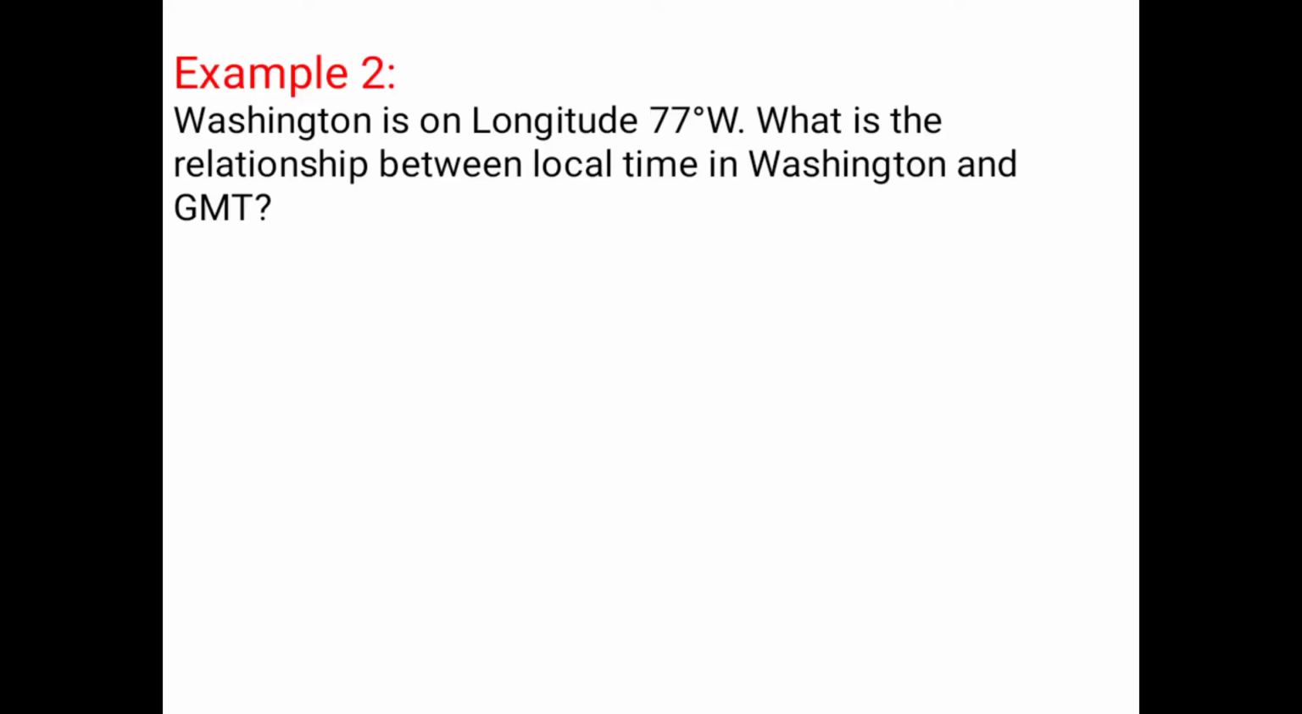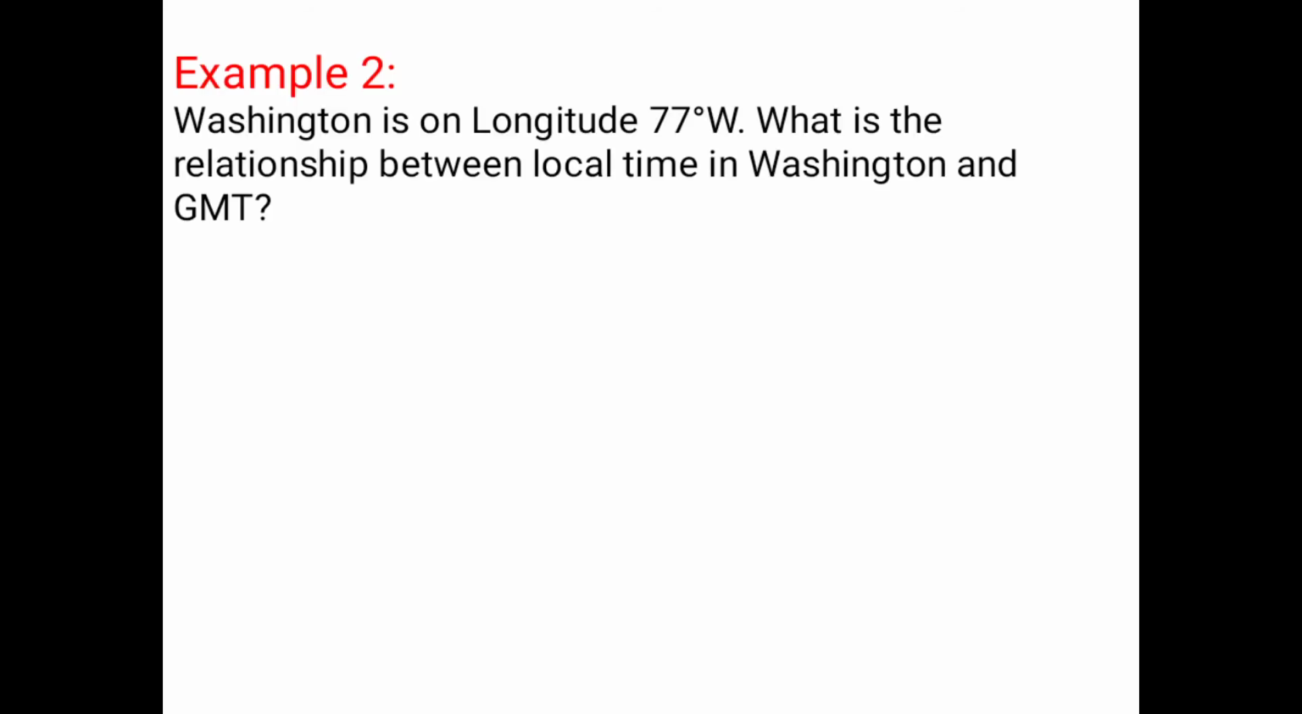Let's look at how to get the time differences in this particular scenario here on example 2. Washington is on longitude 77 degrees west. What is the relationship between local time in Washington and GMT? So as simple, we just get the 77 degrees, which is where it's lying.